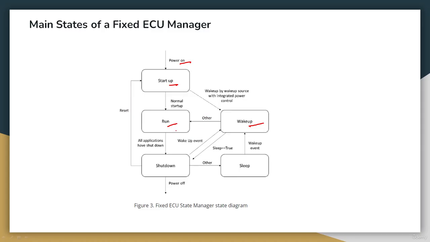From run, if applications have shut down, we will go to shutdown. If it is power off, power off will happen. If it is a reset, again it will go to startup. From shutdown, it can enter into sleep state also. Sleep is like a power saving mode. If in sleep we receive a wake up event, we go into wake up state. And from shutdown, if we receive a wake up event, then also it can go to wake up.